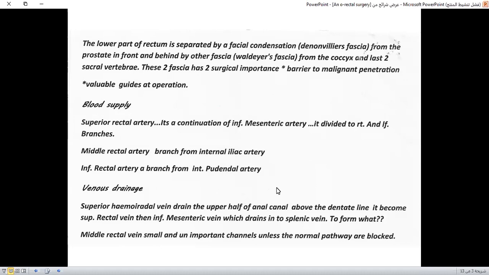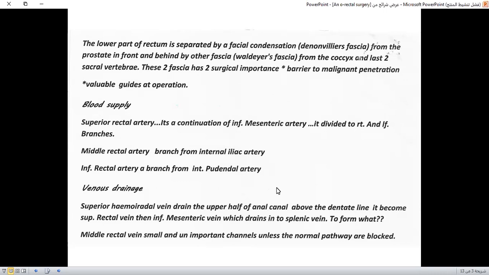Blood supply. Superior rectal artery, it is continuation of inferior mesenteric artery and divided into right and left branches. Middle rectal artery branch from internal iliac artery, and inferior rectal artery is branch from the internal pudendal artery. مهم blood supply of the rectum.